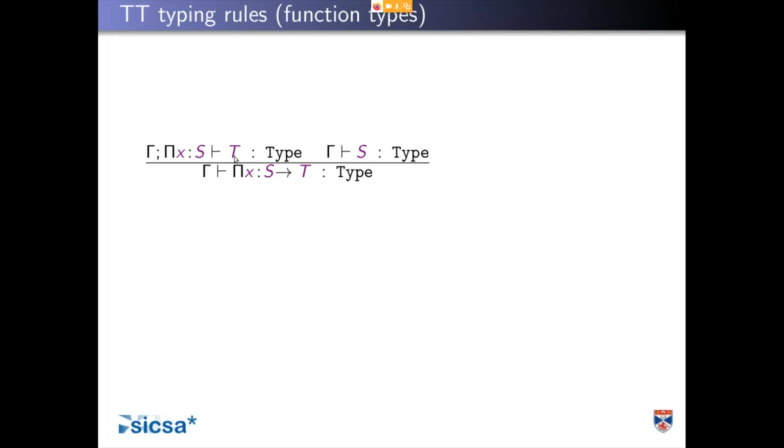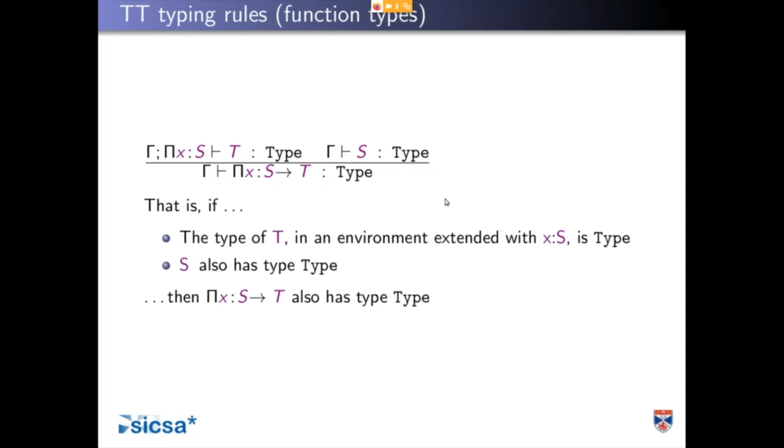So if T under that constraint is a type, and as long as S is a type, then pi x in S, T is also a type. So as long as the type of T in an environment extended with X and S is a type, and S is also a type, then the function type is a type.